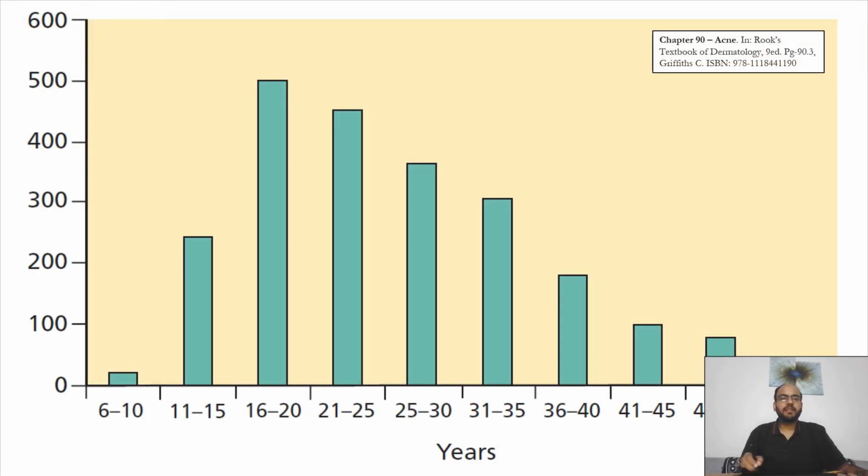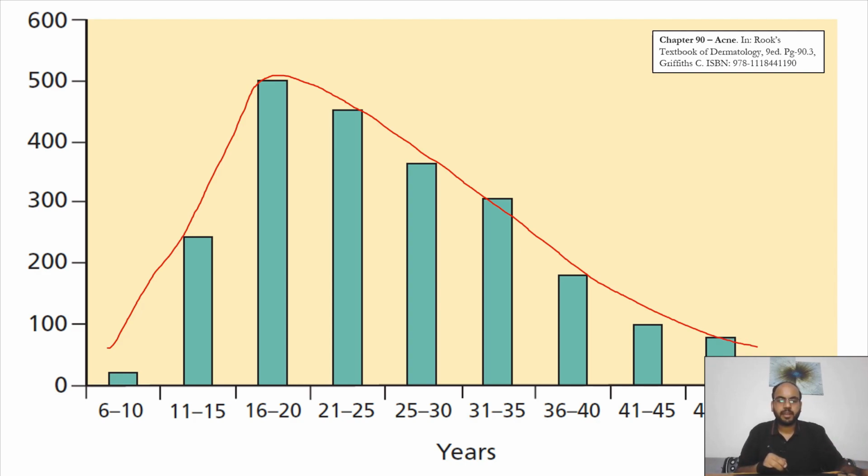This is a diagram that I've taken from Rook's, if I remember correctly, and it just shows that the incidence increases and then decreases with age, but the decrease is very slow as compared to the increase, and mostly it is between 16 to 30 or 16 to 35 years of age. So that is how the epidemiology of acne is shifting over the years.